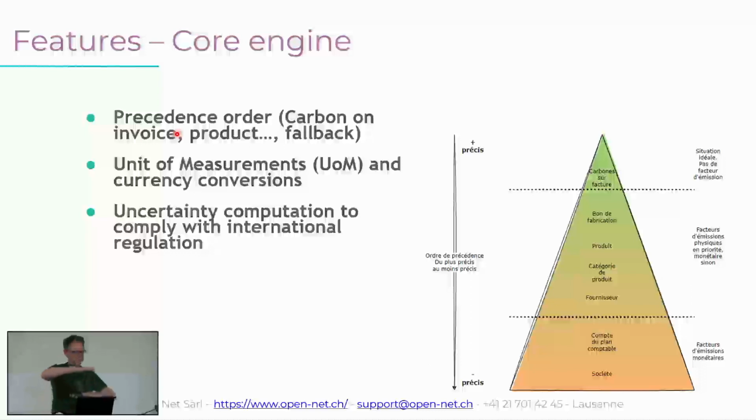And then, rolling up, either you have the information from your bill of material, from your products, from your product category, from your suppliers, and if you don't have anything, you move back to the monetary emission factors directly from the chart of accounts. On each account, you have the ability to set up an emission factor. Worst case scenario, you pick the one at company level that is super generic, but if you don't have anything more accurate, that's what you can do.